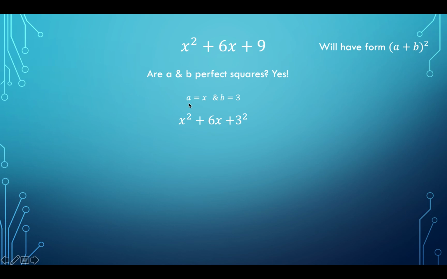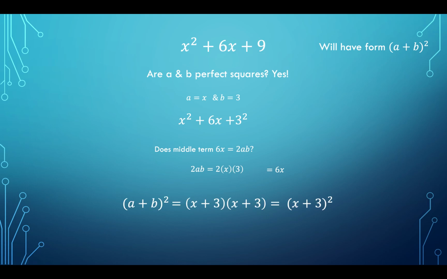So let's rewrite it using what we had for a and what we had for b. So x squared plus 6x plus 3 squared. Okay. Does the middle term 6x equal 2 times a times b? So let's do this. 2 times a times b, and we're just going to replace a with x and b with 3. So 2 times x times 3. So 2 times 3 is 6, times x is 6x. Does 6x equal 6x? Yes.